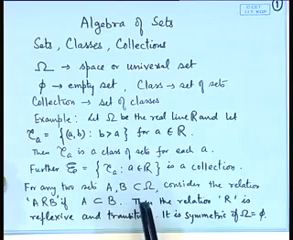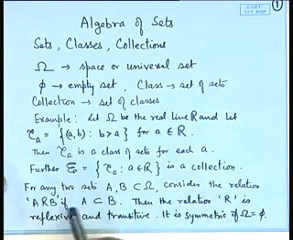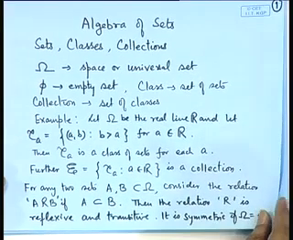For any two sets A and B, which are subsets of omega, let us consider the relation A related to B if A is a subset of B. Then the relation R is reflexive and transitive. It is symmetric when omega is equal to phi.